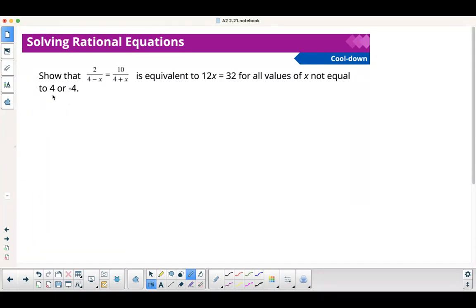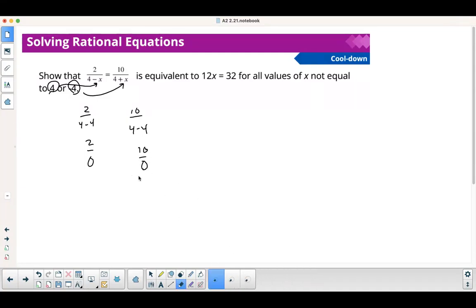So let's talk about this, the 4 or negative 4. The reason that x cannot equal 4 or negative 4 is because if I were to plug in 4 right here, I get 2 over 4 minus 4, which is 2 over 0. You cannot divide by 0. If you type into your calculator 2 divided by 0, you're going to get an error on your calculator. So that's not going to work. So same thing over here with the negative 4. If I plug that one in here, I get 10 over 4 minus 4, which is 10 over 0. So you can't divide by 0. Okay, you can have 0 in the numerator, but you can't have 0 in the denominator. So that is the first part.